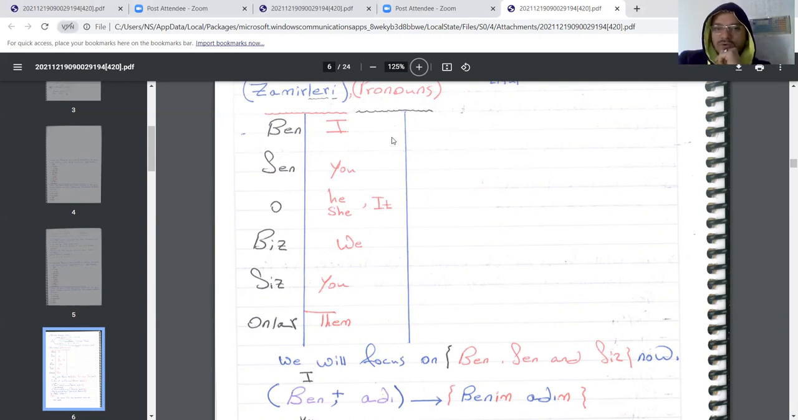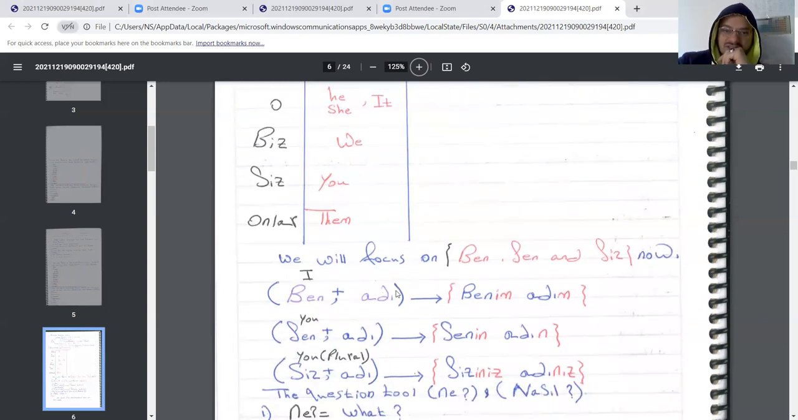In this lecture, we will focus on just you and the other you, that means ben, sen, siz. Okay. My way is I write it again, a part of Yunus Emre. And after that, I do something like a simplification by using my hand to select the appropriate grammar. We must learn it, and after that, we start to solve the other examples and exercises in the A section. We will focus on ben, sen and siz now.